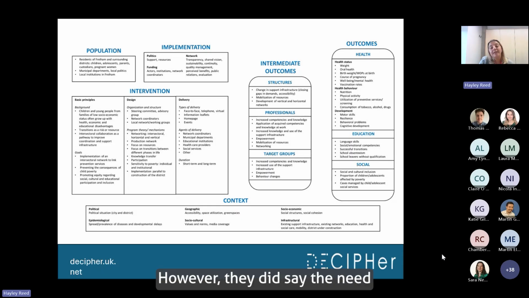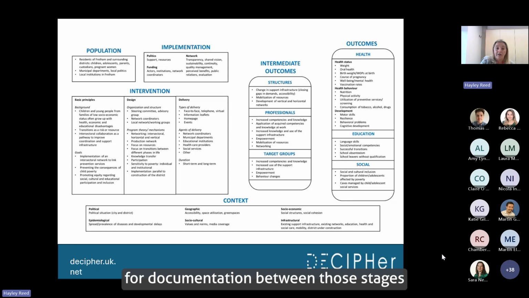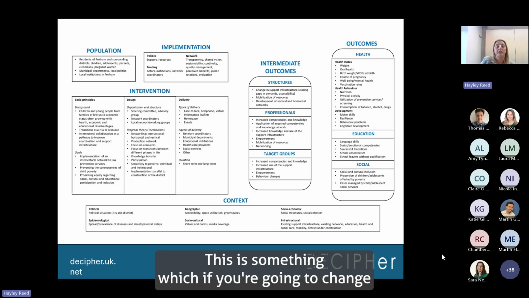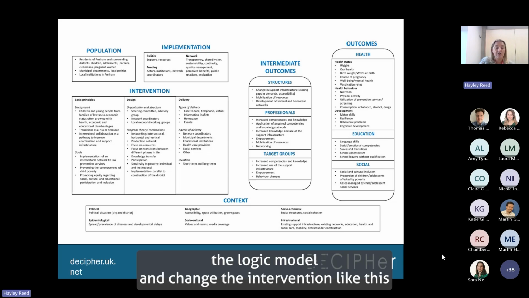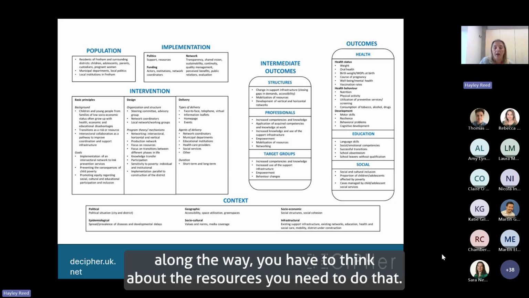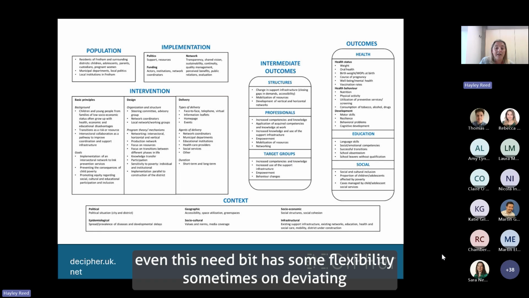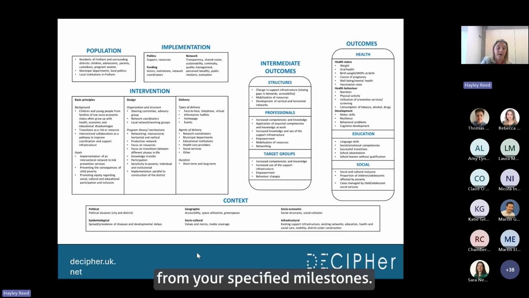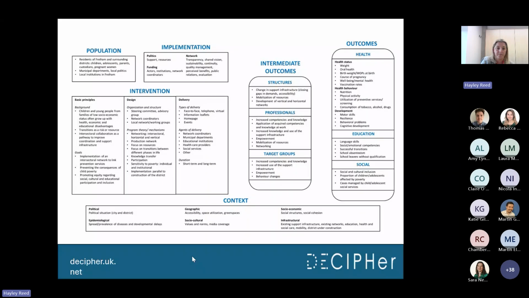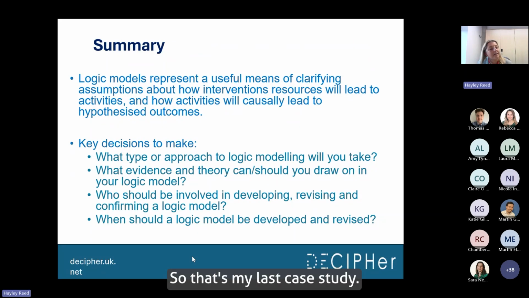However, they did say the need for documentation between those stages meant that it was very resource intensive. This is something which, if you're going to change the logic model and change the intervention like this along the way, you have to think about the resources you need to do that. And maybe there's even a need for some flexibility sometimes on deviating from your pre-specified milestones. So that's my last case study.